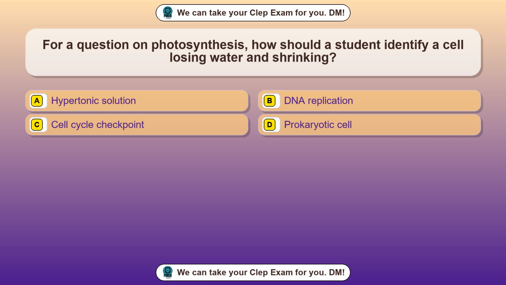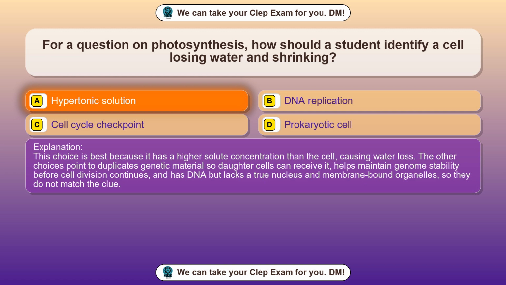Question 57. For a question on photosynthesis, how should a student identify a cell losing water and shrinking? Option A, hypertonic solution. Option B, DNA replication. Option C, cell cycle checkpoint. Option D, prokaryotic cell. The correct answer is option A, hypertonic solution. This choice is best because it has a higher solute concentration than the cell, causing water loss. The other choices point to duplicates genetic material so daughter cells can receive it, helps maintain genome stability before cell division continues, and has DNA but lacks a true nucleus and membrane-bound organelles, so they do not match the clue.